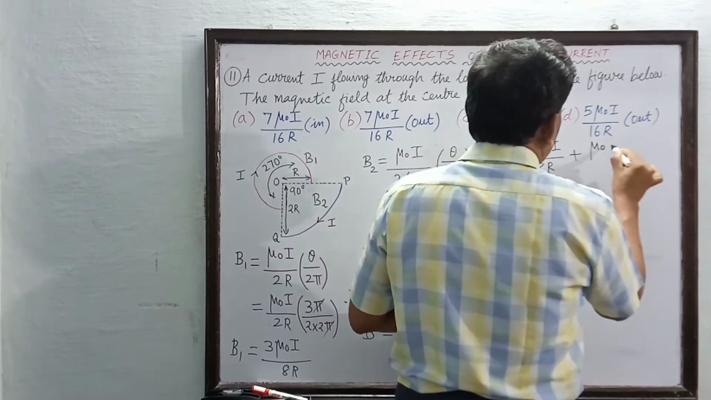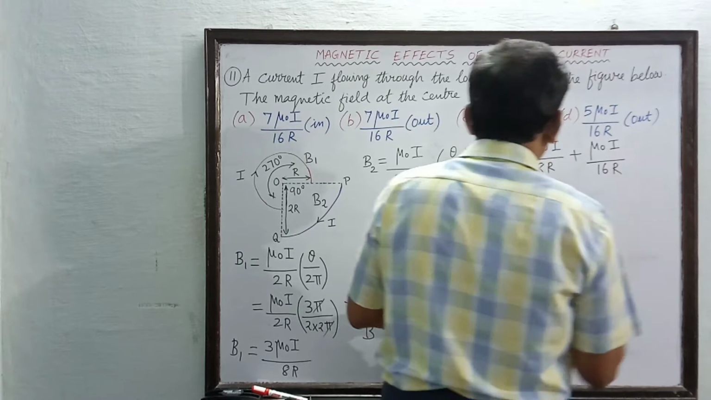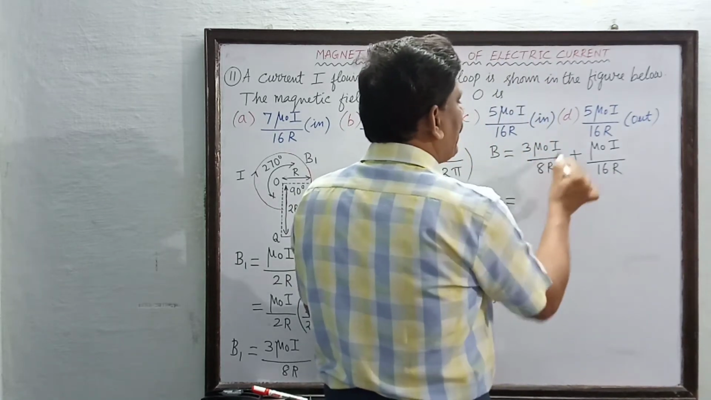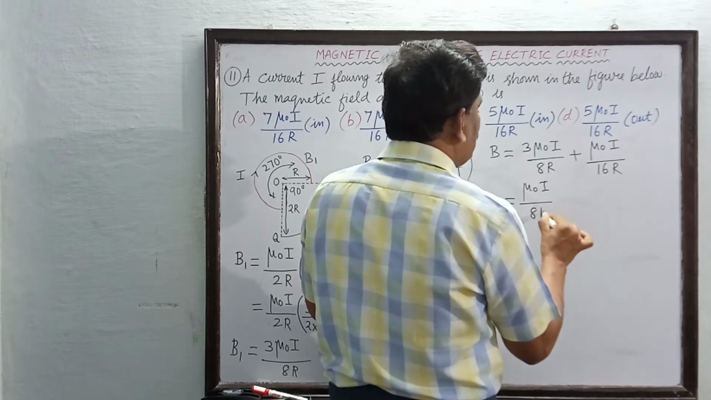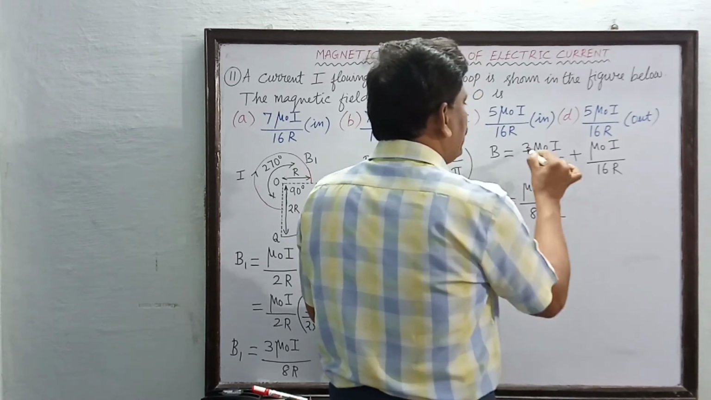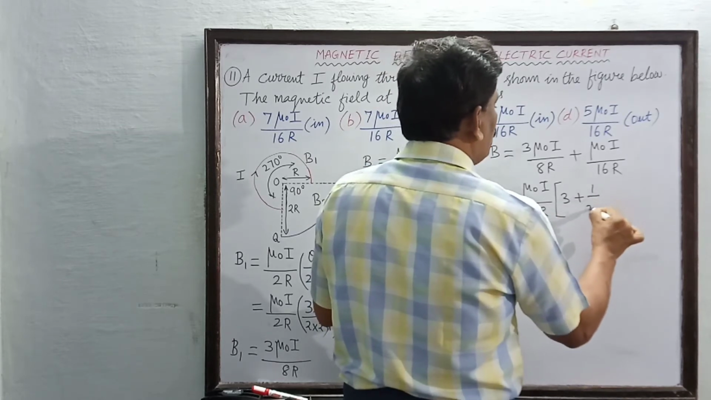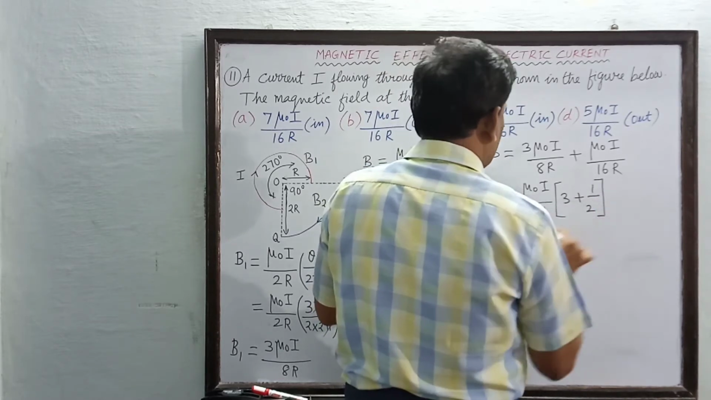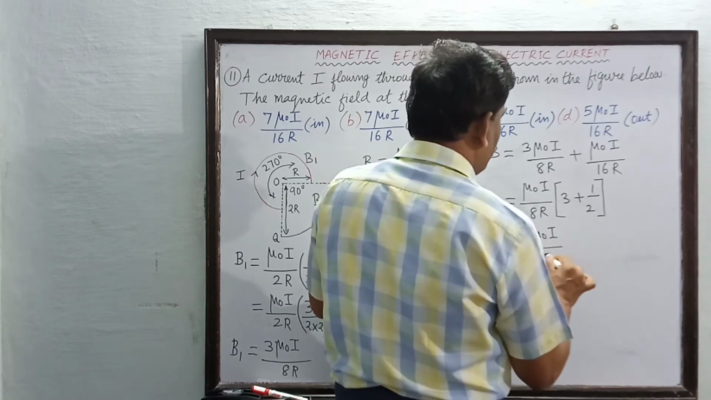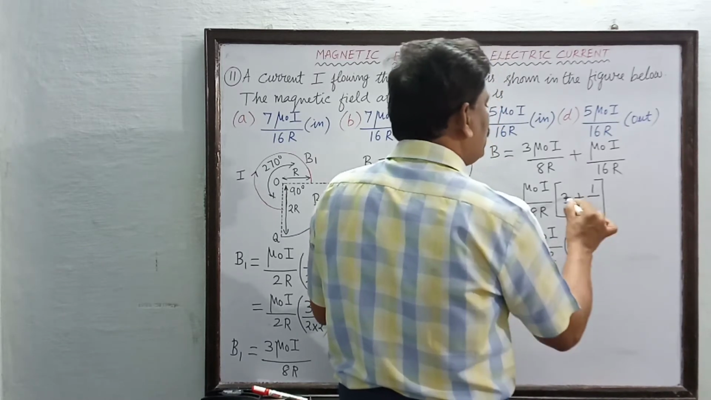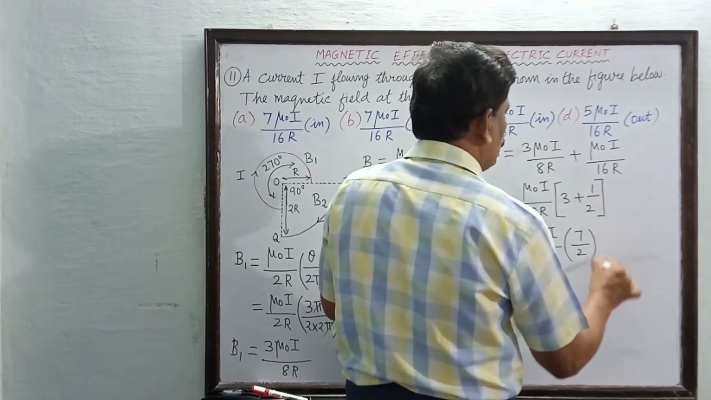So this is mu naught I divided by 16R. So the common factor is mu naught I by 8R. Mu naught I divided by 8R into, here is 3 plus here is 1 by 2. So this is equal to mu naught I divided by 8R into 3 plus half, which is 3 and a half. So it is 7 by 2.